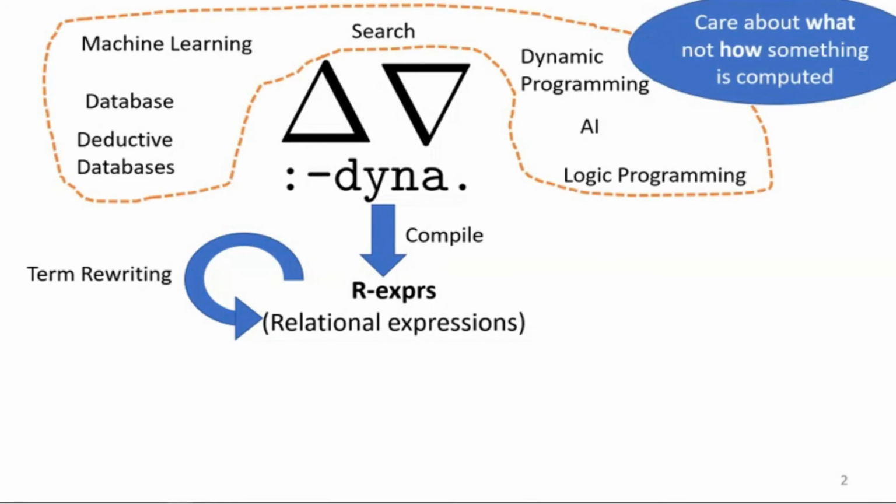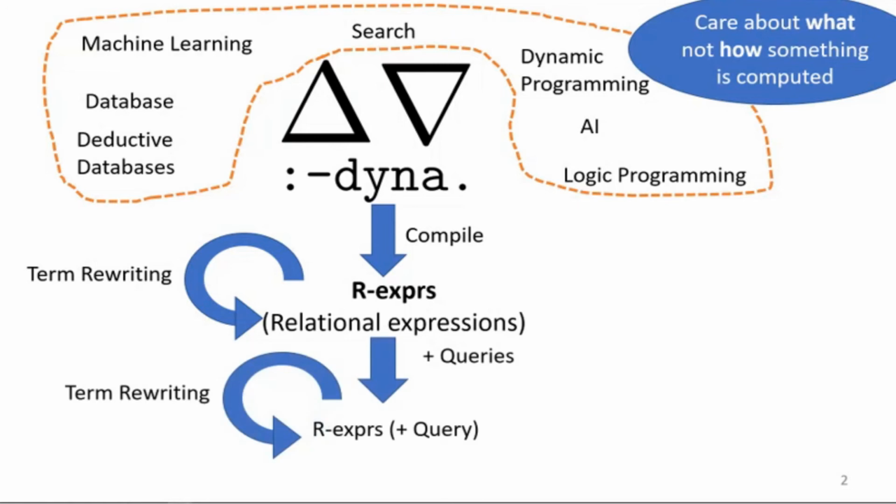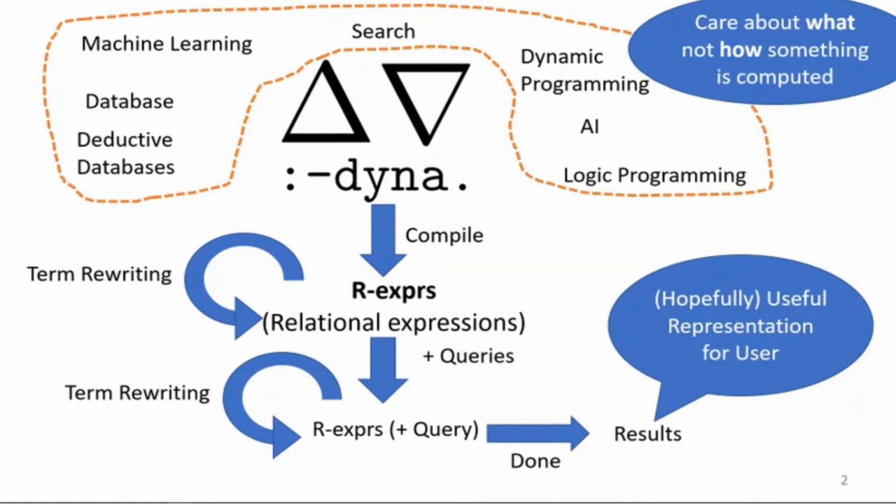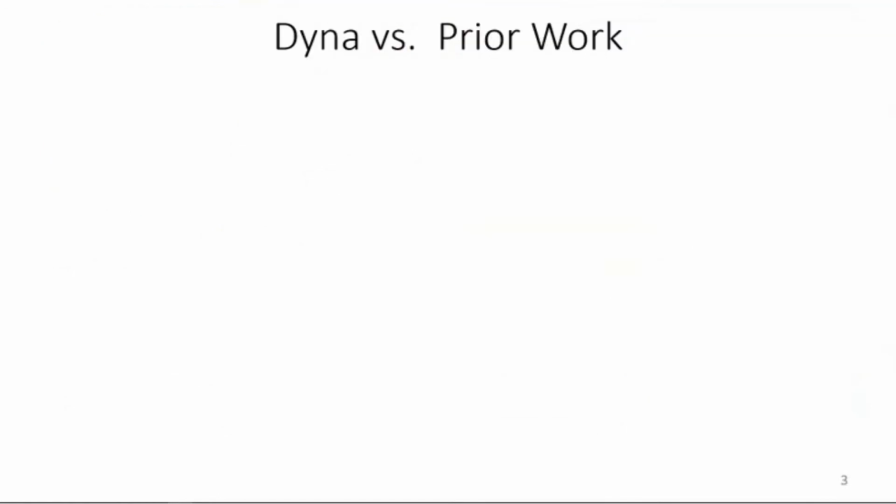Now, the reason that Dyna is well suited for these particular problems is that all these problems only care about what we are computing and not exactly how it is computed, and our expressions allow us to accomplish this. Much like a database, we interact with a program by taking our original program, represented as a relational expression, and intersecting it with a query and further rewriting it. Once we have reached a normal form and there are no more rewrites we can apply, we have hopefully reached some form that is easily interpretable by the user.